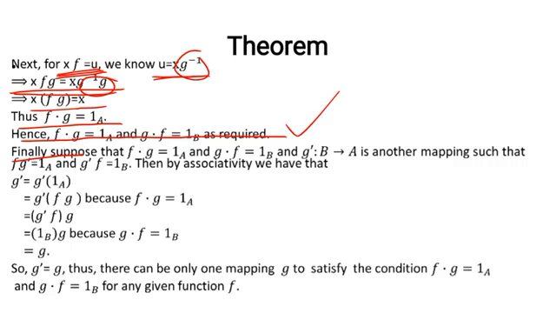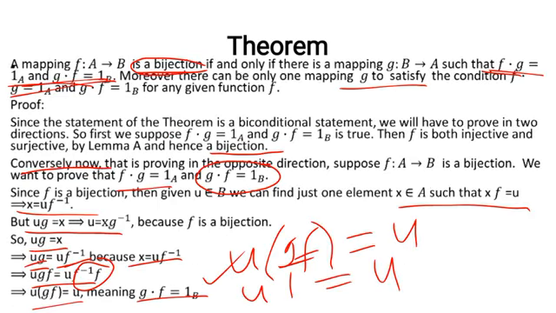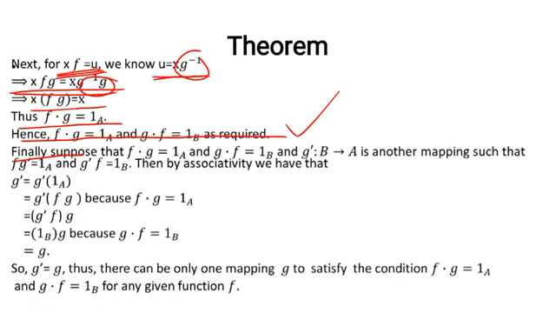Now, I told us earlier that there's a second part to the theorem, the moreover part. This moreover part says that there can only be one mapping G that will satisfy this condition. And I said once you're told there's one mapping, do what? Assume there are two mappings. So that's what we're going to do now. Suppose that this condition is satisfied by G and that there's another mapping G prime that takes B to A.